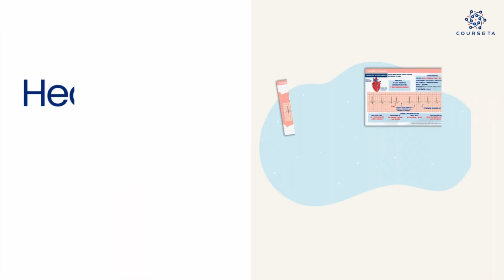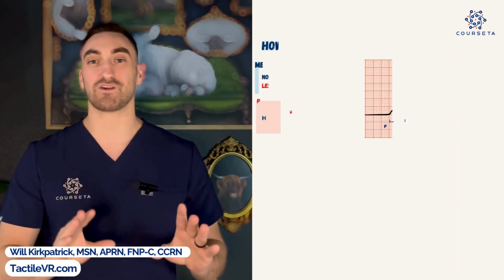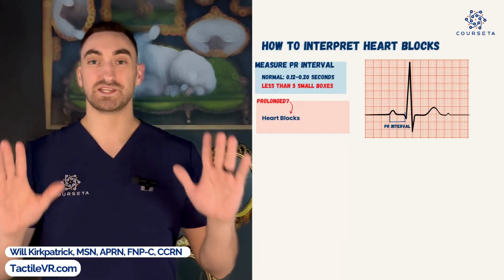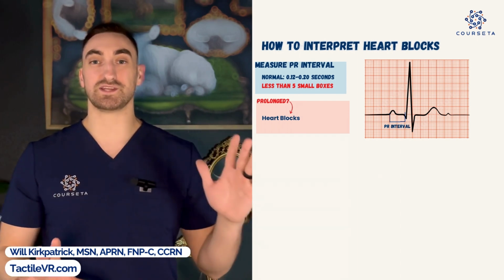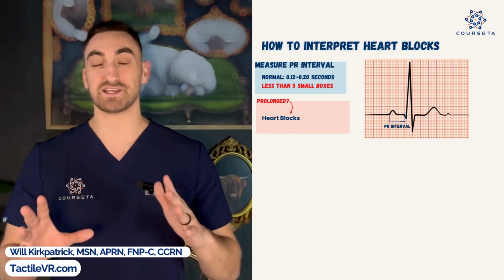All right, guys, today we're going to show you how to easily identify all of your heart blocks and make it very simple for you. You can identify these in literally less than 5 seconds. The only thing you need to pay attention to is the PR interval. If you simply single out the PR interval, you're going to understand how to easily identify all of your heart blocks, and you can literally understand it in less than 5 seconds.